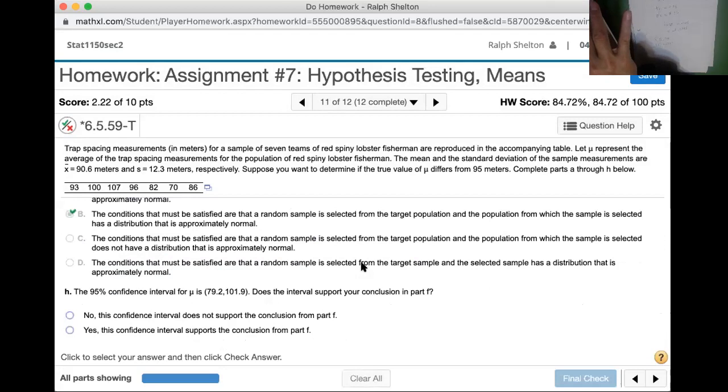I'm amazed. We're up to H here. There's a lot of parts in this problem. It's given us the confidence interval. Does the interval support our conclusion? Well, what was our conclusion a while ago? Our conclusion was that we had insufficient evidence to reject it. That was our conclusion. Okay, and what are we testing to see if it's 95? Is that inside this interval? Is 95 between 79.2 and 101.9? It is between them.